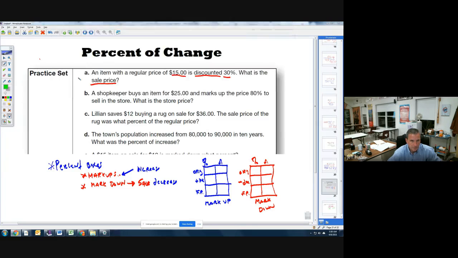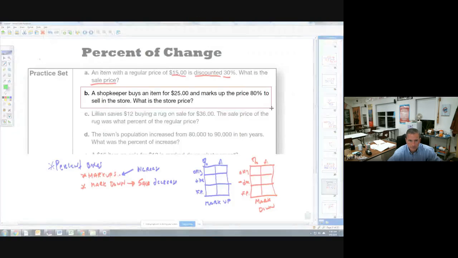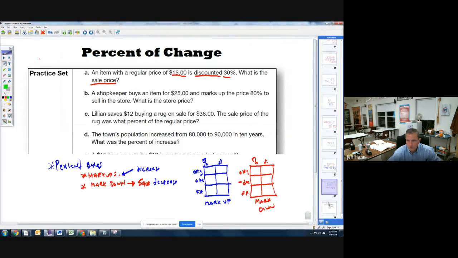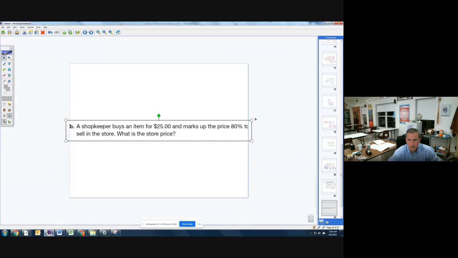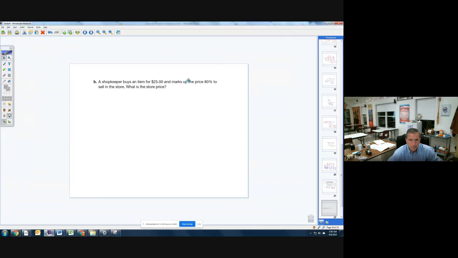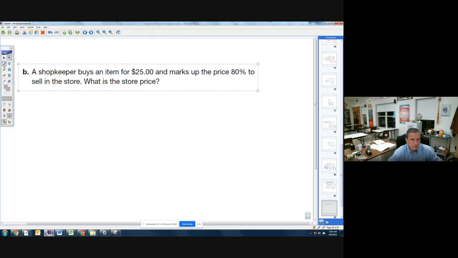Let's do a markup problem here. I'm going to grab the second problem here, letter B, a shopkeeper. He's marking up his price. So here we go. Here's Mr. Shopkeeper. He buys an item for $25. And again, here is your original. This is the original price, $25. Marks up the price to $80.